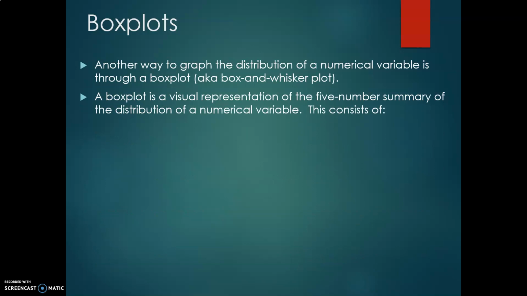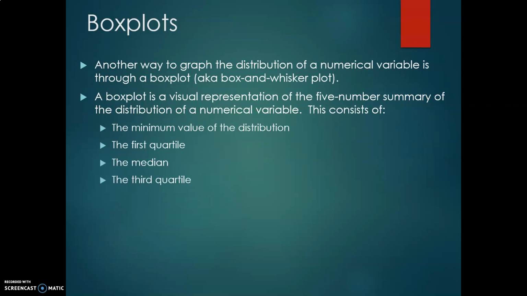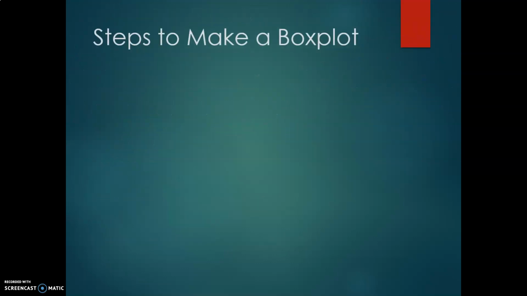Okay, so it's the visual representation. We're going to look at the 5-number summary of the distribution of numerical values, okay? And those 5 values are your minimum value, your first quartile, your median or second quartile, your third quartile, and then the maximum value of the distribution.